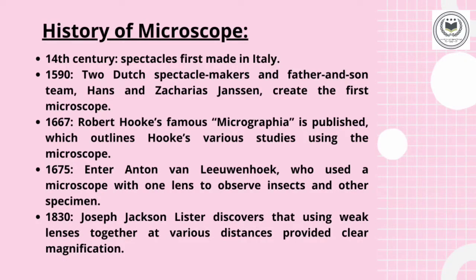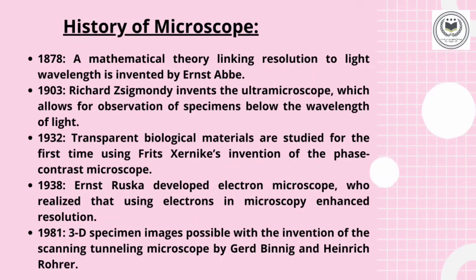In 1830, Joseph Jackson Lister discovered that using weak lenses together at various distances provided clear magnification. Continuing with the history, in 1878, a mathematical theory linking resolution to light wavelength was invented by Ernst Abbe. In 1903, Richard Zsigmondy invented the ultramicroscope, which allows for observation of specimens below the wavelength of light.